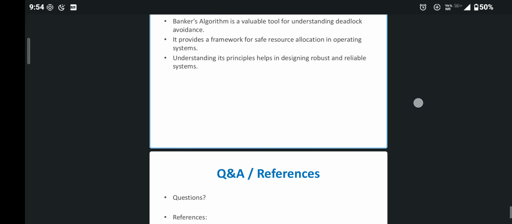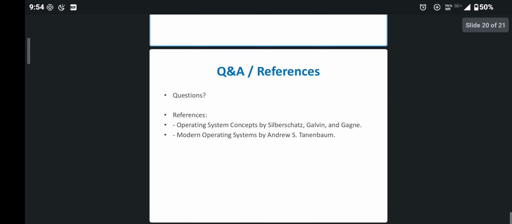Basically, Banker's algorithm works like this: some processes are coming, and we check if it can run completely, and only if it can, then we will give it resources. If deadlock doesn't occur, then only we will give it the resources, otherwise we are not giving the resources to them.